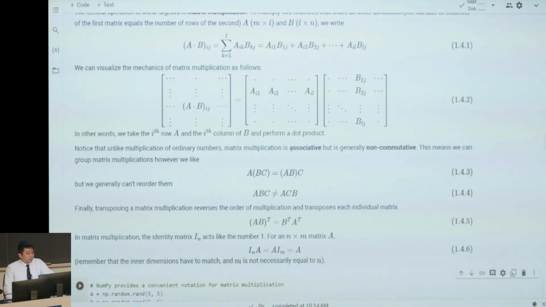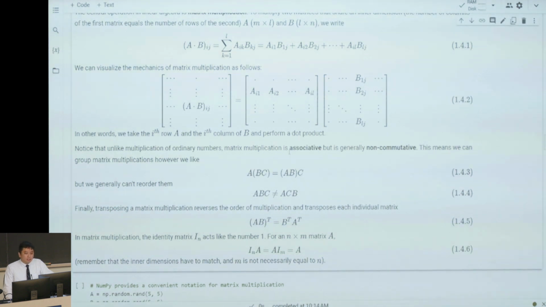And this satisfies a lot of nice properties. It's associative. So if you multiply three matrices together, A, B, and C, you can group them however you want and perform these operations one by one. But in general, we can't reorder them, so it's non-commutative.